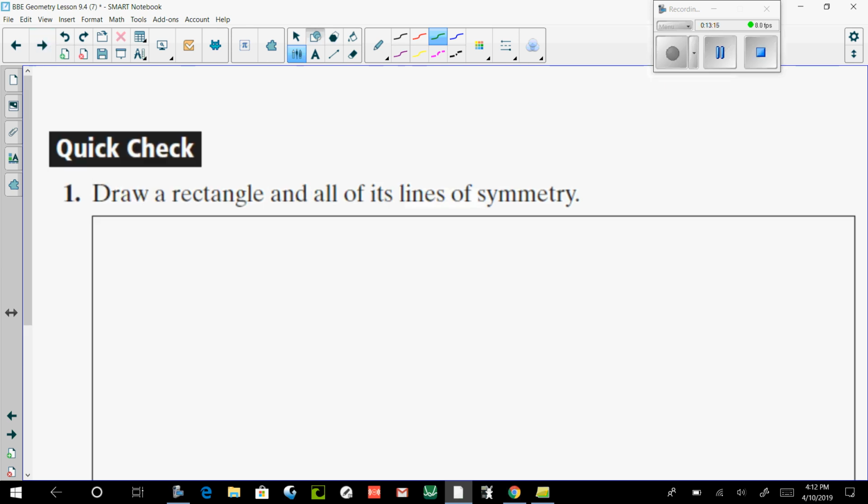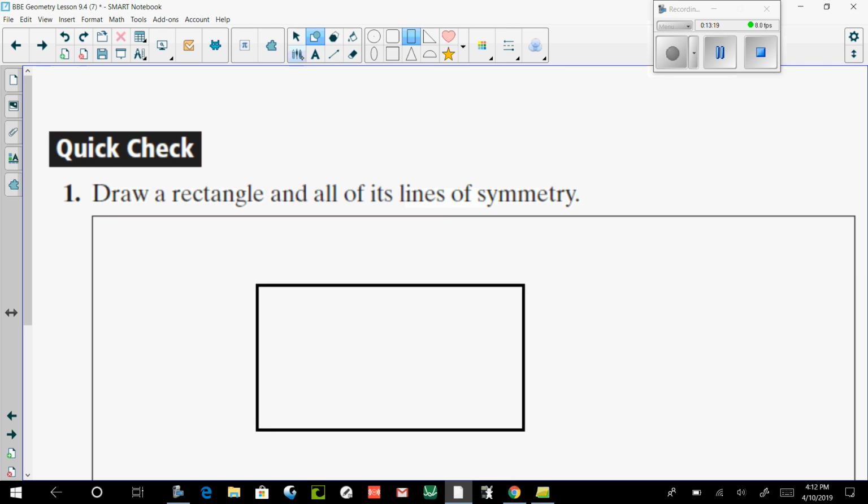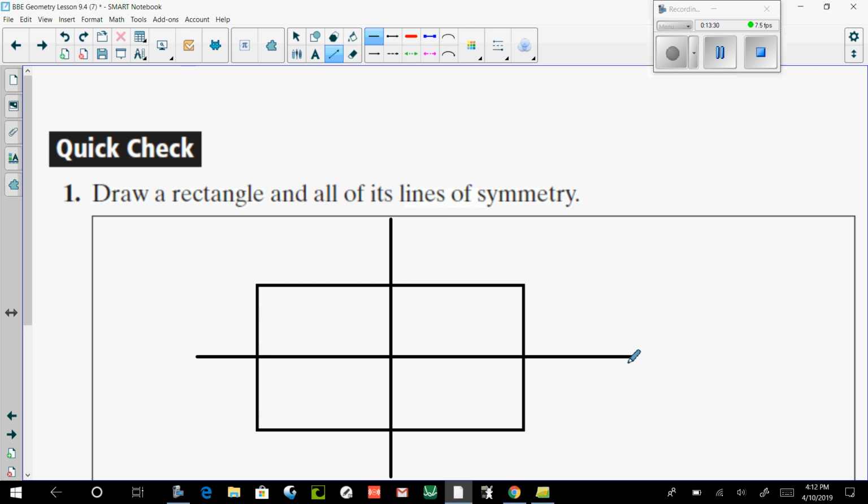Draw a rectangle and all lines of symmetry. We're going to go ahead and take a look at this. We're just about through this lesson. Again, the very obvious lines of symmetry in this particular shape are the vertical line right through the middle and the horizontal line straight through the middle here.